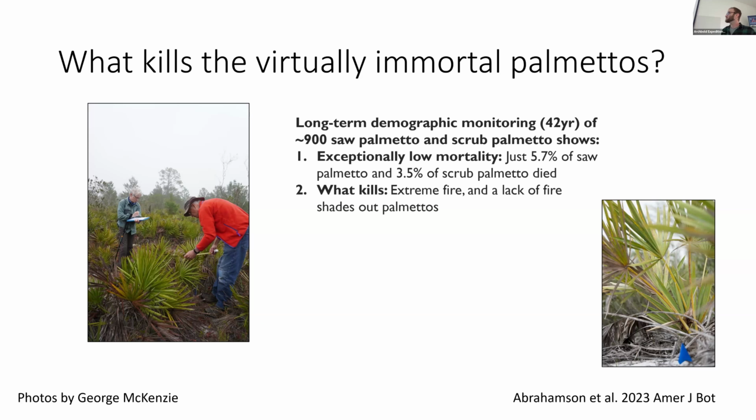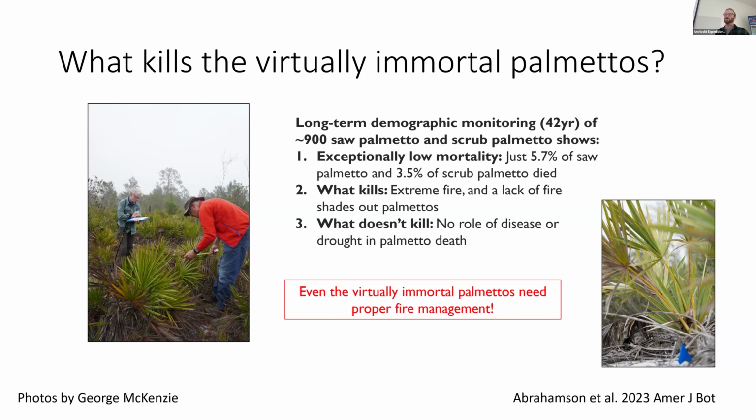Culprits: the first one was extreme fire. These were very hot fires that often were escaped or prescribed burns, but that burned very hot and actually managed to kill palmettos. And in some cases, the opposite, a lack of fire shaded out palmettos and led to mortality. What doesn't kill palmettos, fortunately: we didn't see any role of disease, particularly some of the emergent palm diseases that we're seeing in this state. And we didn't see any effect of drought on palmetto death. So the take home from this study is that even these virtually immortal palmettos need fire management.